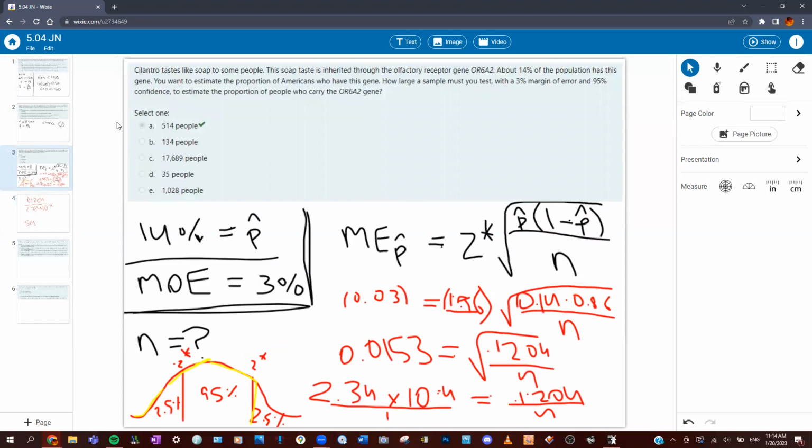So to recap, you just need to write down what it says. Then anytime it says to find the proportion of people that, or how large a sample must be, that means we're finding N. We use this formula. We plug in things, and remember to find Z star, we have to do this thing to figure out.